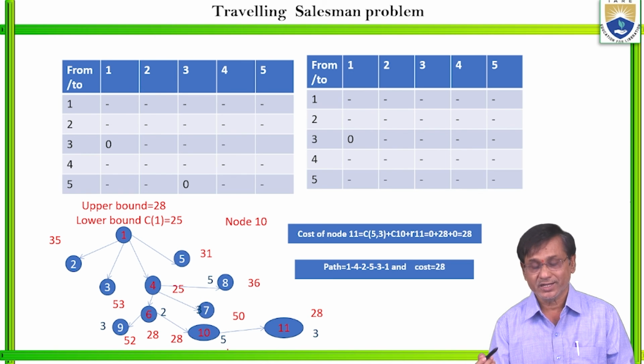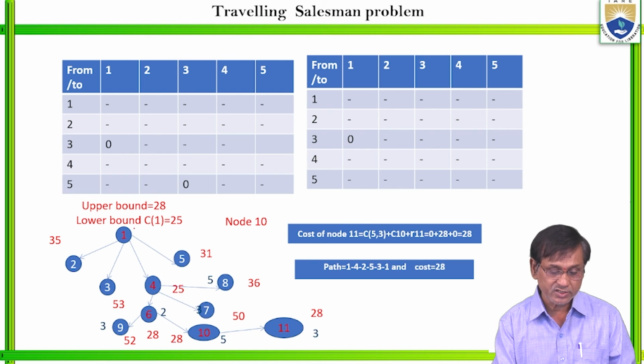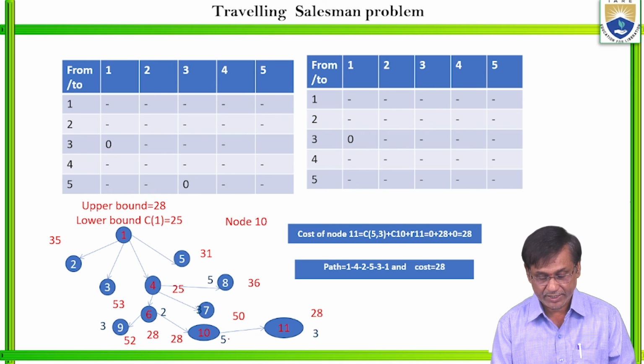next we have to select the options or paths available. From node 5, there is only one possibility, that is 5 to 3 only. So city 5 to city 3, because he already started from city 1 and went to city 4, from city 4 to city 2, from city 2 to city 5, now city 5 to city 3. Now we have to calculate the cost corresponding to city 3 or node 11.